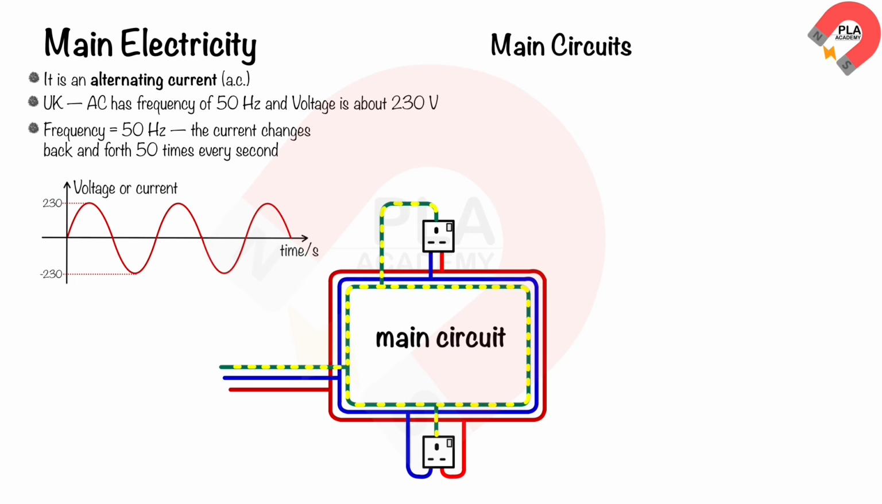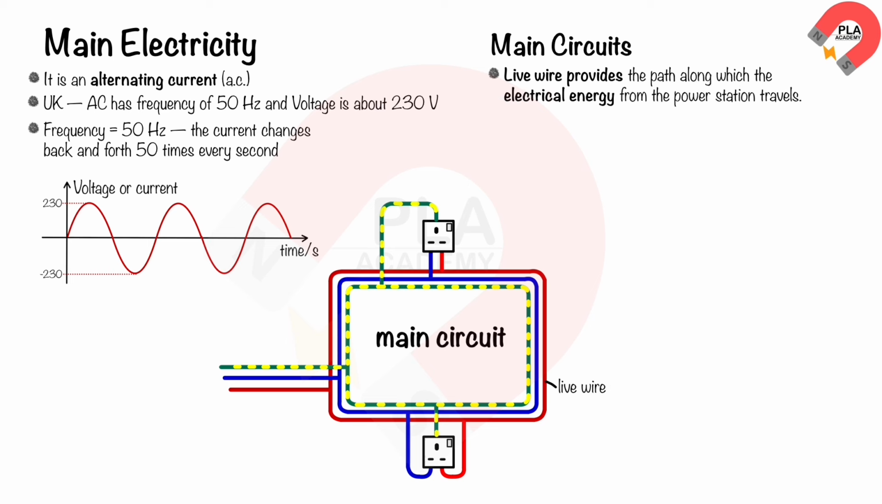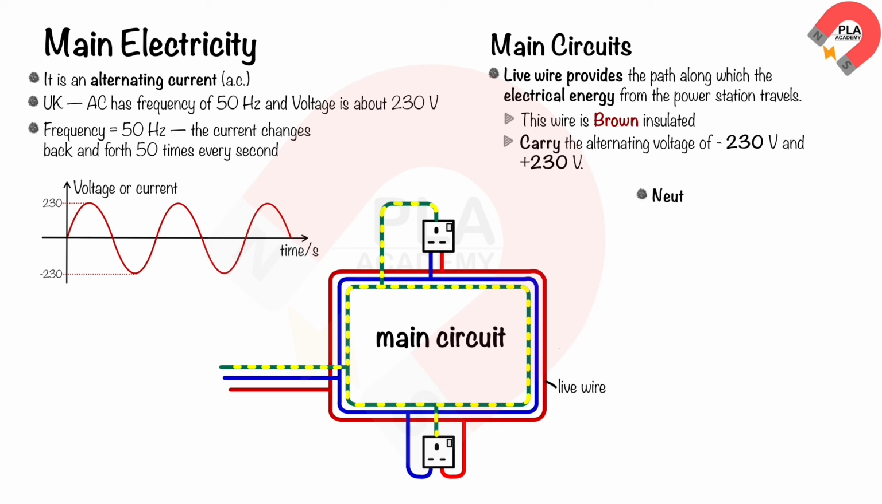Mains circuits. Mains circuits usually consist of three wires: the live wire, the neutral wire, and the earth wire. The live wire provides the path along which the electrical energy from the power station travels. This wire is brown insulated and carries the alternating voltage of negative 230 volts to positive 230 volts, making the current flow backwards and forwards through the circuit. The neutral wire completes the circuit, and it is kept at 0 volts. This wire is blue insulated.